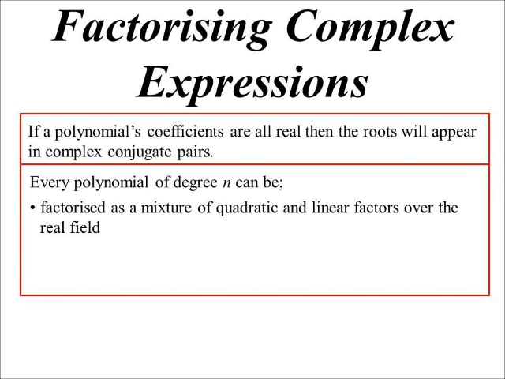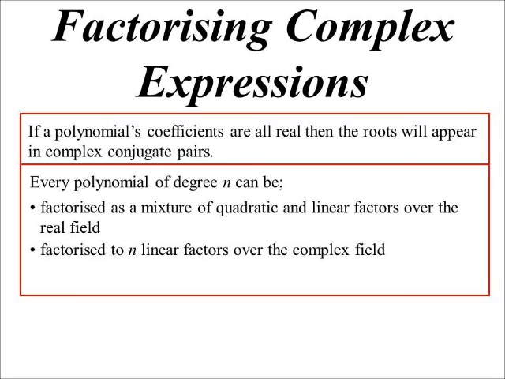Now, every polynomial of degree n can be brought down to a mixture of quadratic and linear factors. So every polynomial can be factorised down to some combination of quadratic and linear factors. That's over the real field, because of course some quadratics won't factorise when we're just dealing with real numbers. But if we go further and use imaginary numbers, then it can just be broken up into n linear factors.